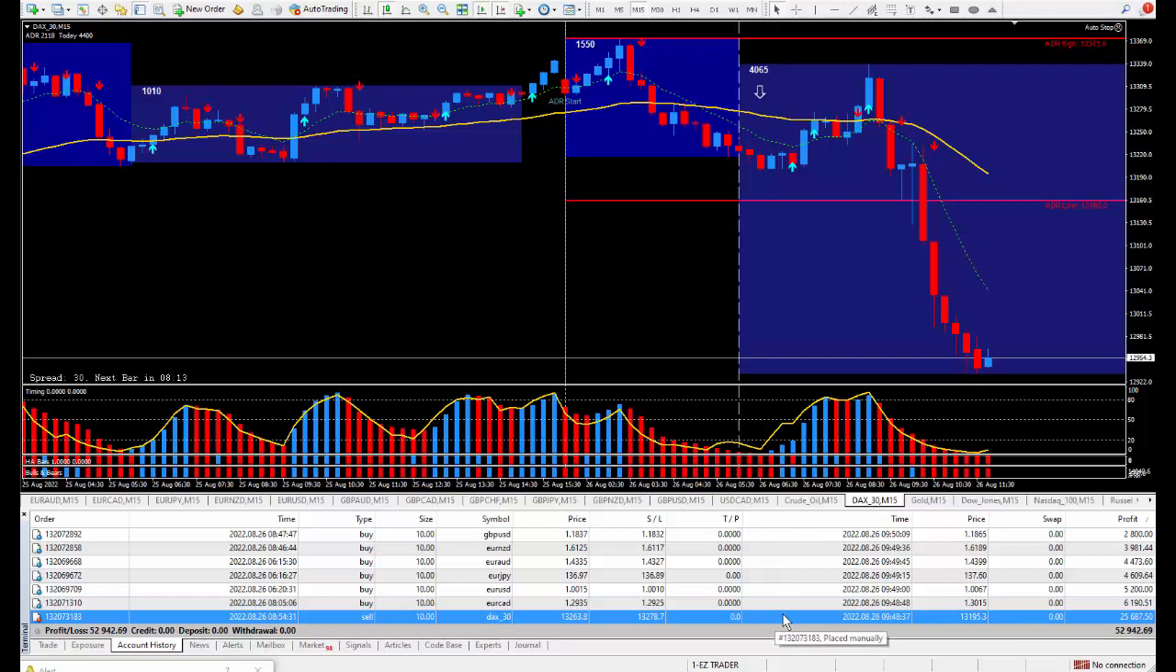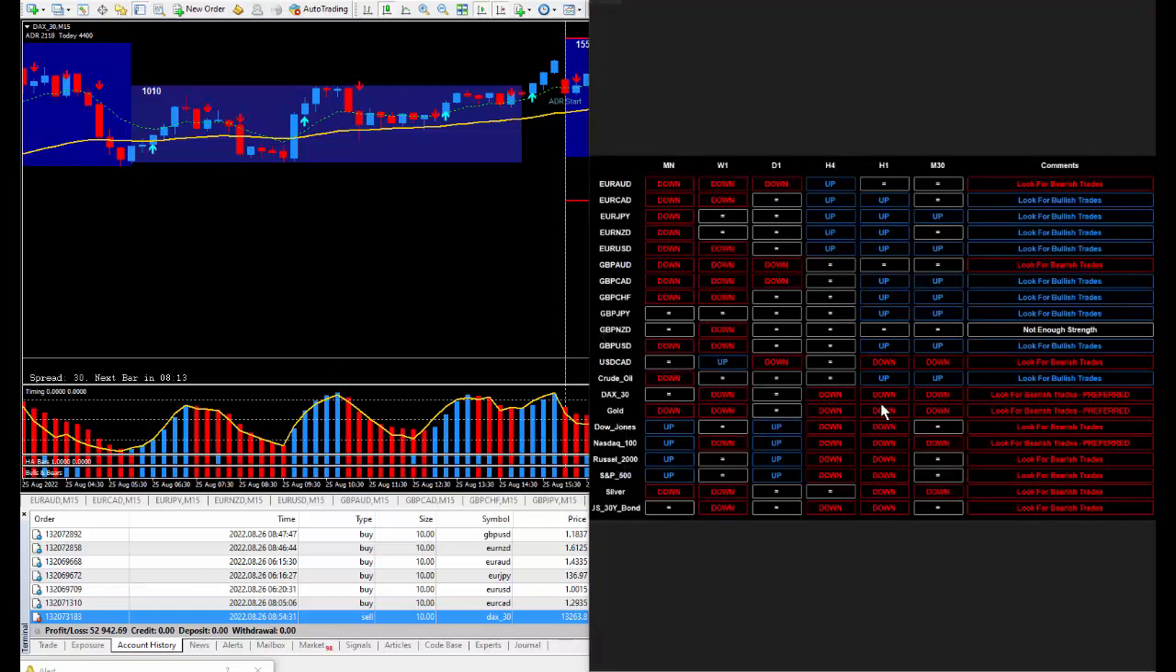And taken directly from the daily trade plan. Again, you can see how fantastic this is. Daily trade plan. I took a screenshot in the morning for today, New York. DAX 30, look at that. Look for bearish trades, preferred. What more could you ask for?